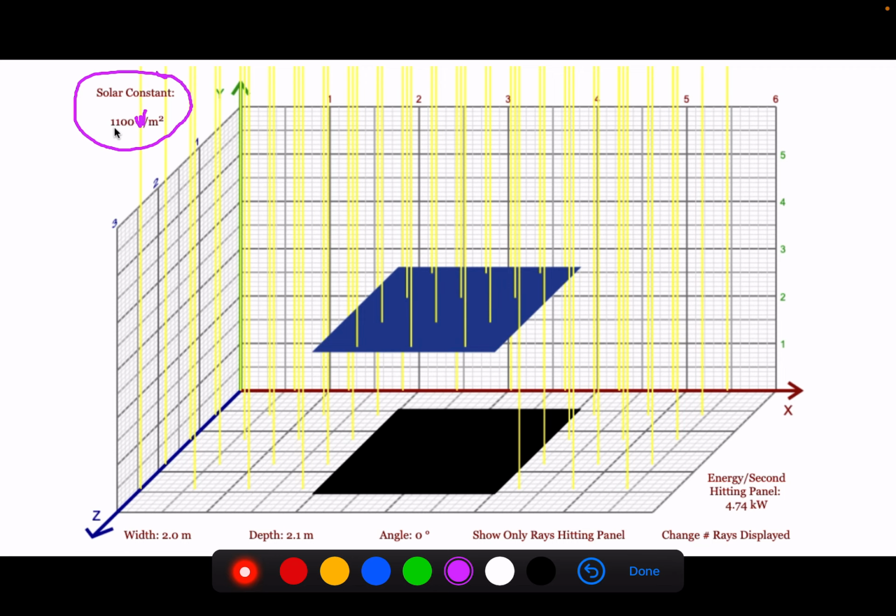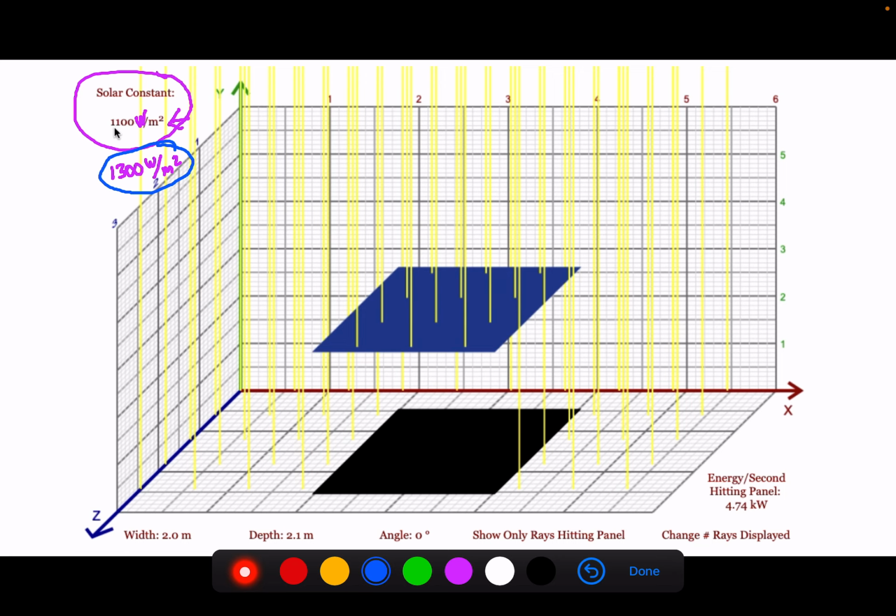So that solar constant is a strength of the sunlight, 1,100 watts per meter squared. If we went to the upper atmosphere, right where the atmosphere kind of starts, the solar constant at that spot for Earth is about 1,300 watts per meter squared. At the surface of the Earth, it's closer to 1,100 watts per meter squared. So if you're doing a problem with a satellite going around the Earth, use 1,300. If you're doing a problem with a solar panel that's actually on the surface of the Earth, you'd want to use 1,100 watts per meter squared.